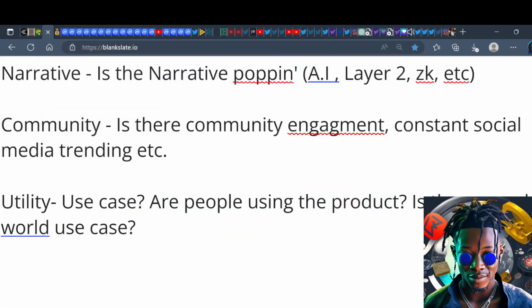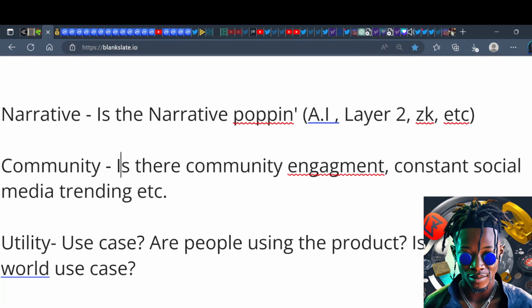So again, are people using the project? And is there a real world utility or use case? I also like projects like Hedera that are ushering in real world utility, tokenizing real world assets, etc. So these are some of the things that I look for when doing my scouting.